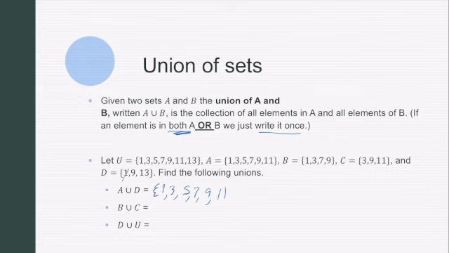Okay, I've already got a 9, but I don't have a 13, so I can add that to my set. What's really interesting is that now A union D gives us the universal set, so we could also write it like that.